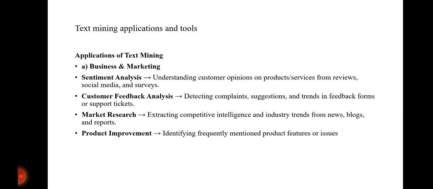The applications of text mining in business and marketing: understanding customers' opinions on products or services from reviews, social media, and surveys. This is sentiment analysis. Detecting complaints, suggestions, and trends in feedback forms or support tickets is customer feedback analysis. Extracting competitive intelligence and industry trends from news, blogs, and reports, and also identifying frequently mentioned product features or issues.